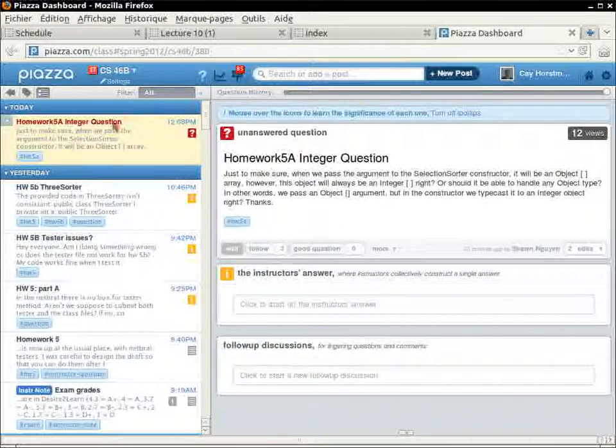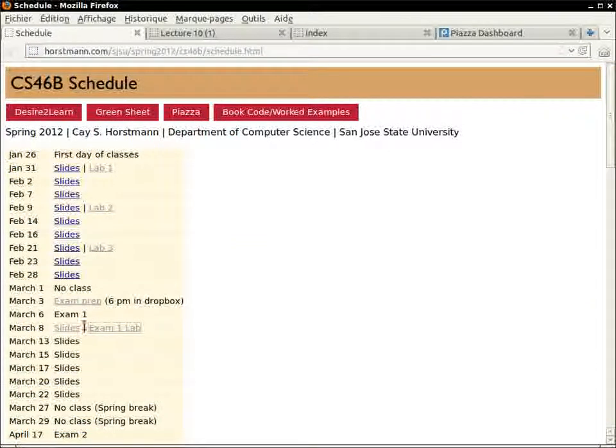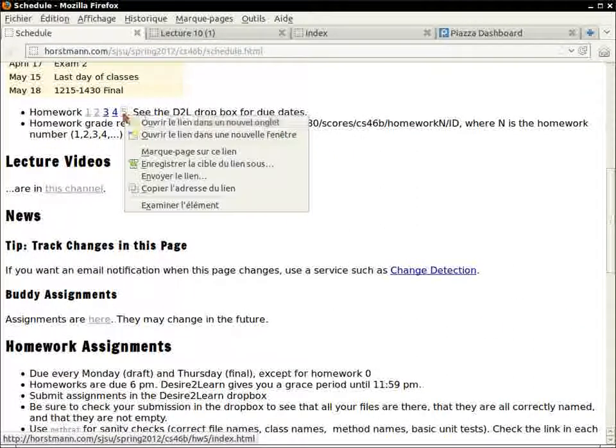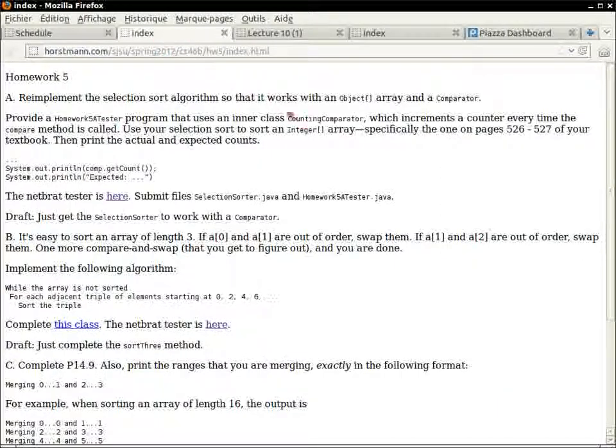So let's just pull up that homework real quick so everyone has context. So this is to enhance selection sort, which we will be seeing in a minute, and you're supposed to be doing it with a comparator. As you'll see in a few minutes, the selection sort as it's presented in the book just sorts integers.